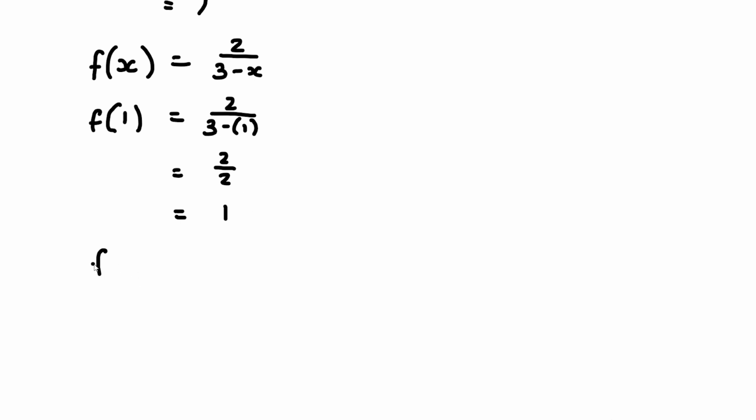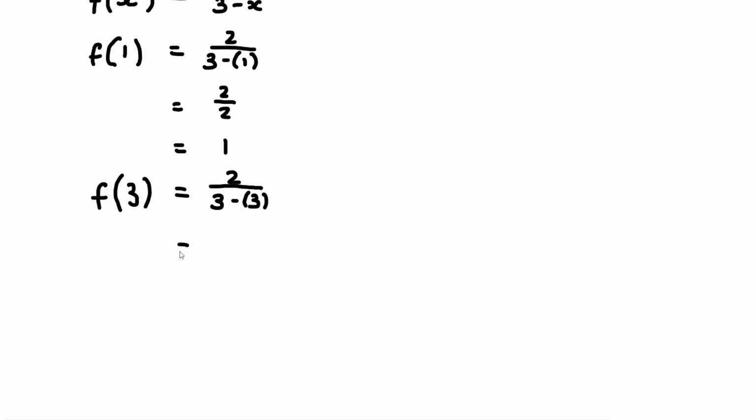But what if we said f of x, where x is 3? Now we've got 2 over 3 minus 3, right? And that will give us 2 over 0. And anything divided by 0 is not a real number, which means that x cannot equal 3. And that means that our domain, the range of possible values of x, is simply that x must not equal 3.